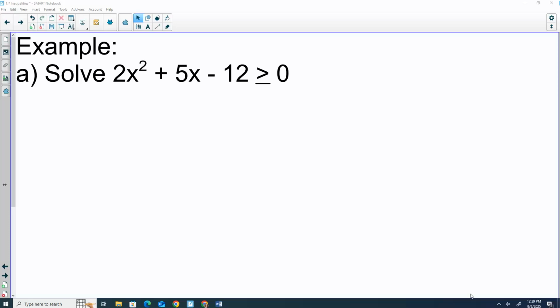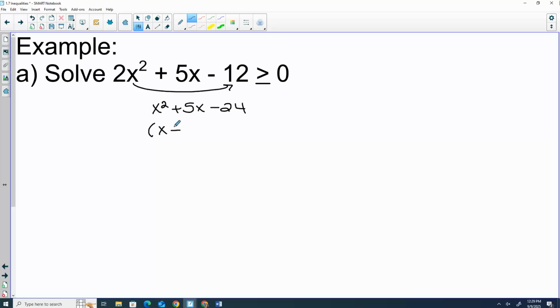The same. We need to factor. So if I did that, we could do slip and slide here. Minus 24. Multiply to a negative 24 and add to a positive 5. 8 and negative 3. What do we have to do at this point? Divide by our 2. Okay. So this factors into x plus 4, 2x minus 3.